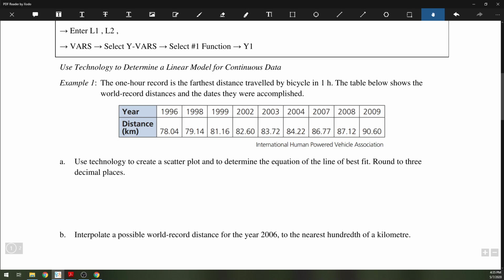Example 1. It says here the 1 hour record for the farthest distance traveled by a bicycle in 1 hour is recorded. So that's the year and the distance. Now you can see the numbers for the year start at 1996 and go all the way up to 2009. So what we can do here is instead of dealing with numbers in the thousands, we can think of it as number of years since 1996.